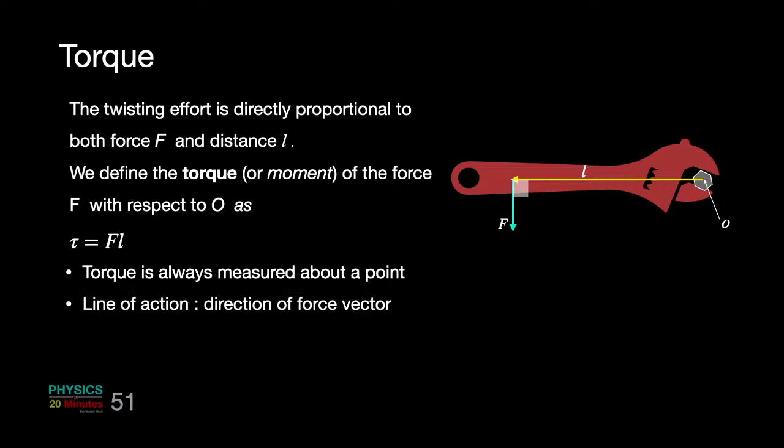Then we often use a phrase in terms of torque calculation, and that is called line of action. The line of action is nothing but the direction of the force vector, the direction in which the force vector is working. So in my diagram, the force vector is working along this direction. So this is my line of action. I've shown it with a dotted line.